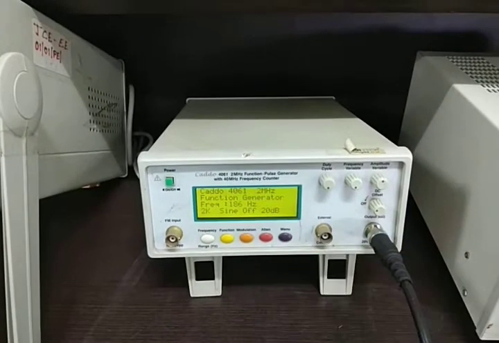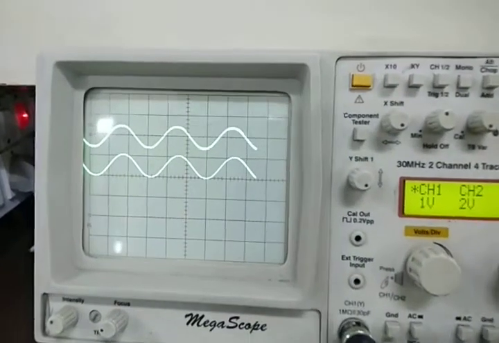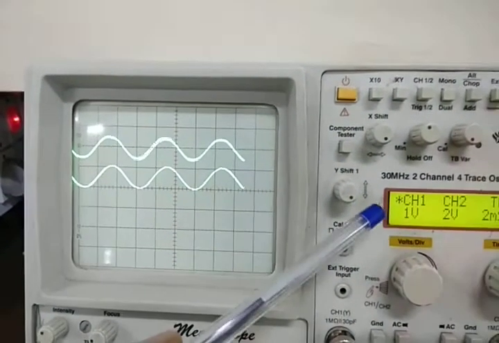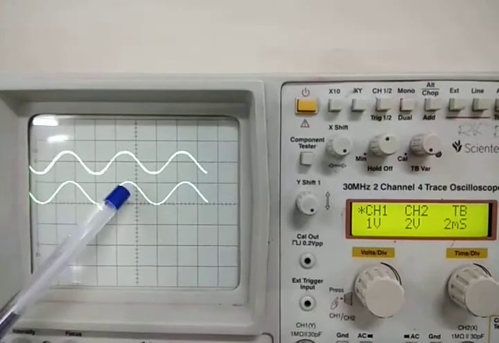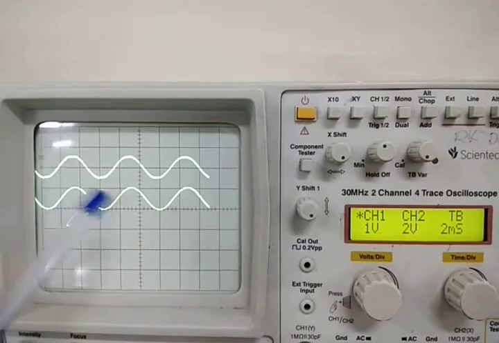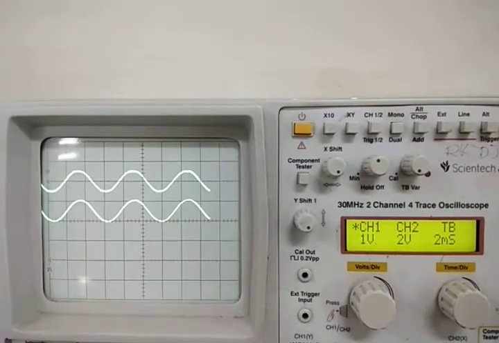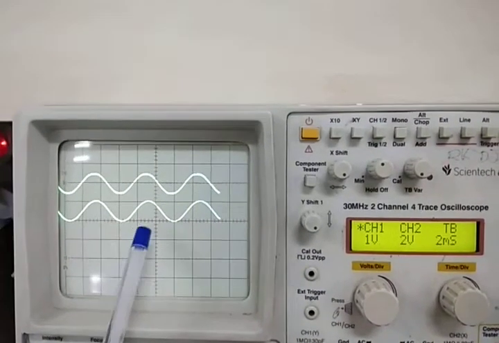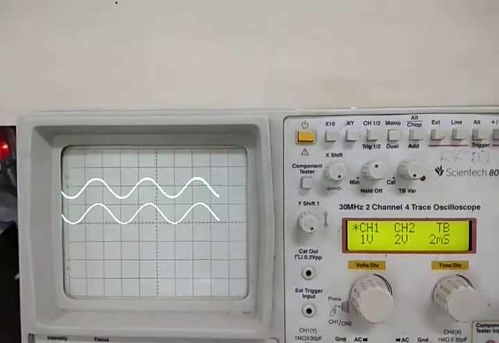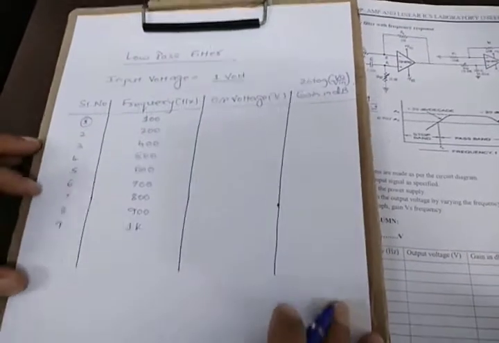So for 185 Hz, let us observe the input and output. So input voltage we are maintaining constant at 1 volt. You can see here I have maintained 1 volt into 1 division. So it is 1 volt into 1 is 1 volt peak to peak constant. Right. So for 1 volt peak to peak, how much is the output? So let us note down the readings here. So for input is 1 volt, I have taken 185 Hz.